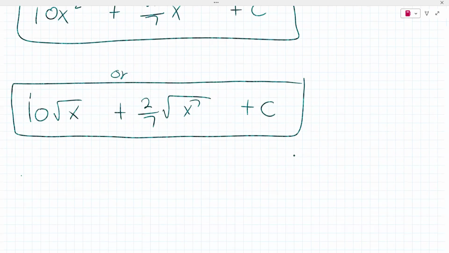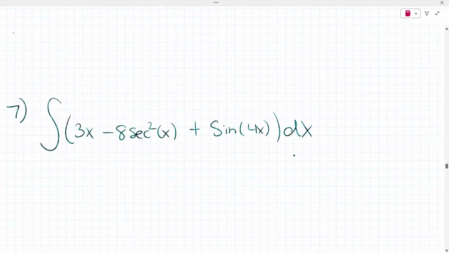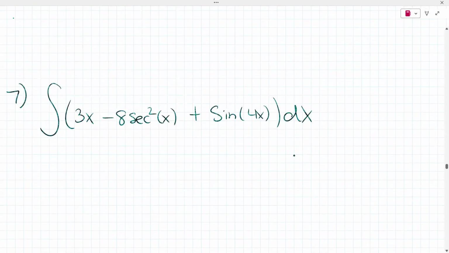Okay, let's move on to 7. Okay, so we have the integration of 3x minus 8 secant squared of x plus sin of 4x dx. So we could just take the integration of each term, right?